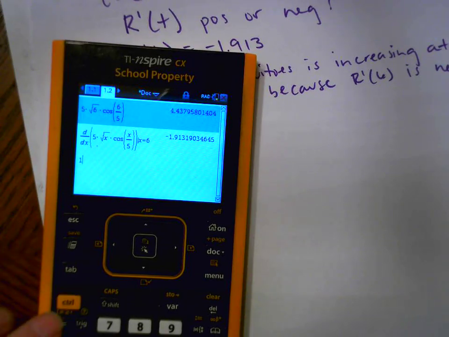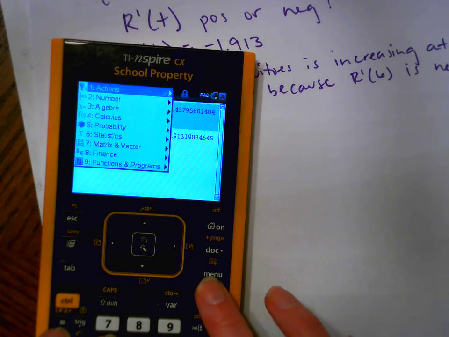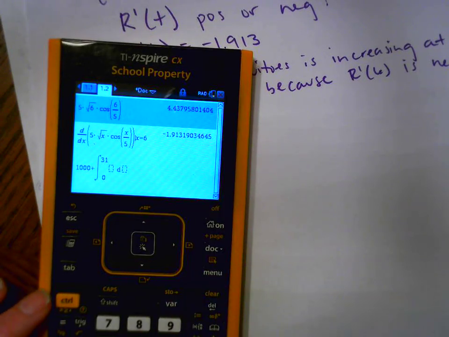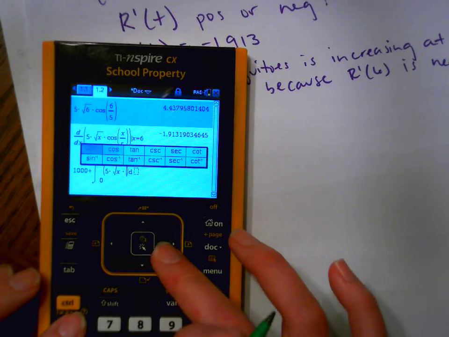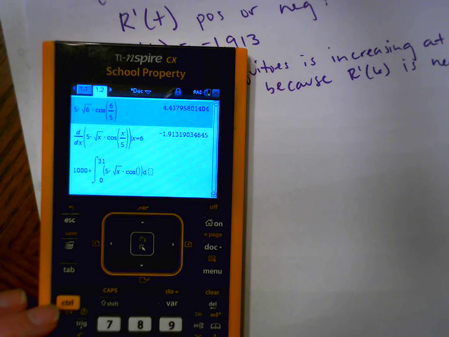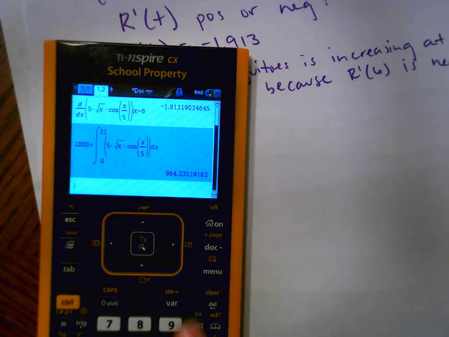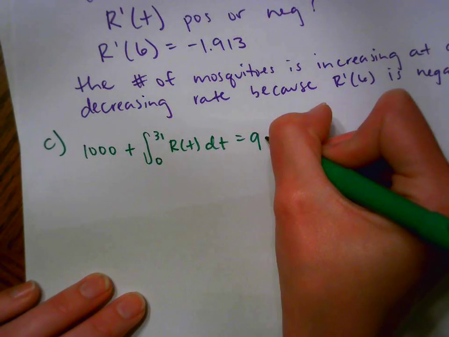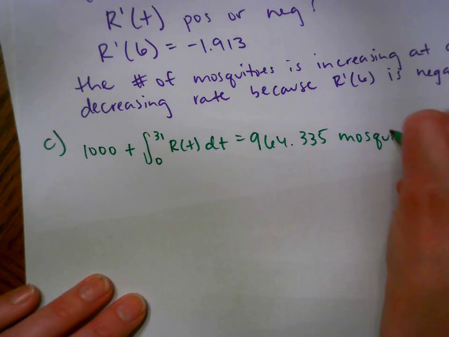To review on the calculator, it would be 1,000 plus, so that should not be inside the integral. Menu, Calculus, Numerical Integral from 0 to 31, and then you type in your function, so 5 times the square root of x times cosine of x divided by 5 dx. And it's 964.335. Mosquitoes would be your units.